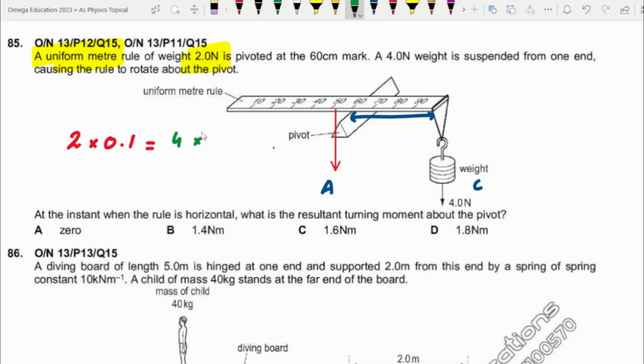to 100. How much is that? 40 centimeters, and in this one it would be 0.4 meters in meters. So 2 times 0.1 would be 0.2, and then you have 4 times 0.4 would be 1.6. Then you can subtract the greater value from the smaller value to find the resultant moment.